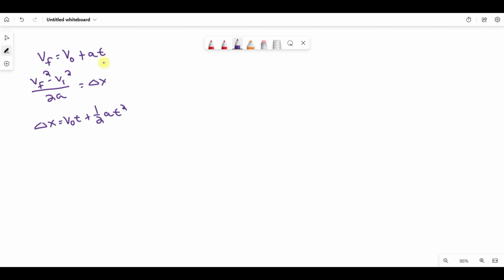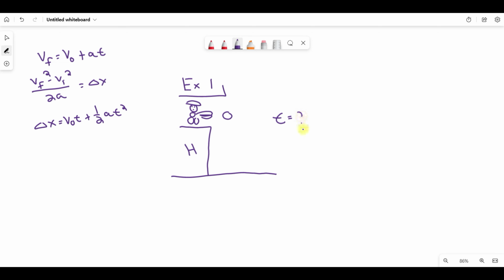So these are 3 key equations that we're going to use in scenarios and problems where you have known variables and you're trying to find unknown variables. So now let's go into the practice problems. For our first example, we will do Bob dropping a ball. So Bob drops a ball and it goes a distance h. We want to know how long the ball was in flight, and we want to know what was the final speed of the ball when it hit the ground.